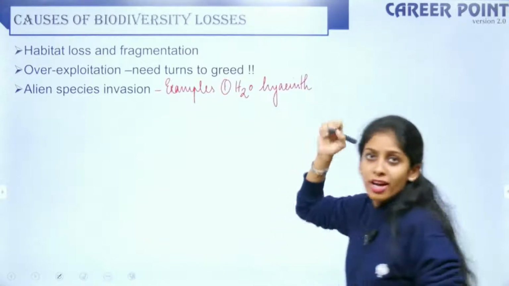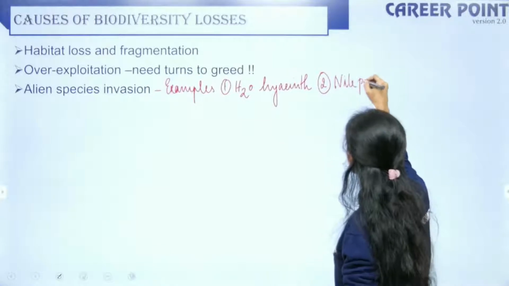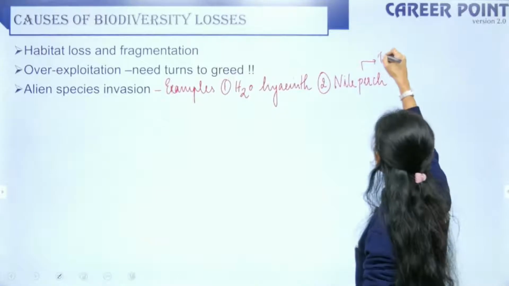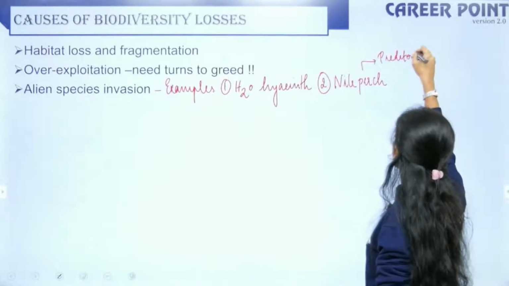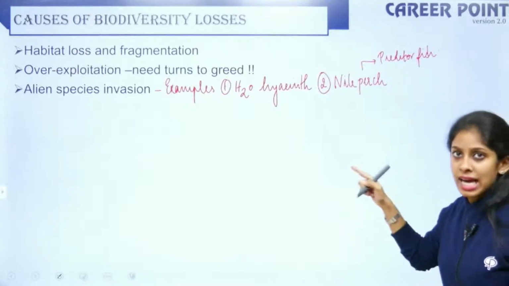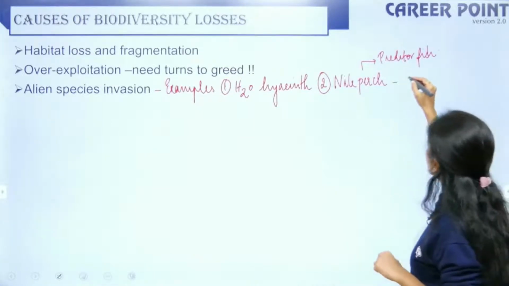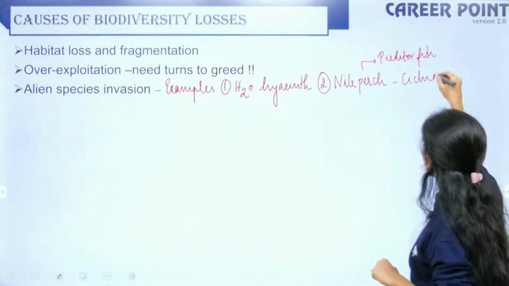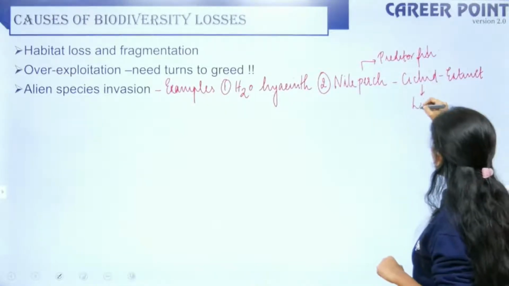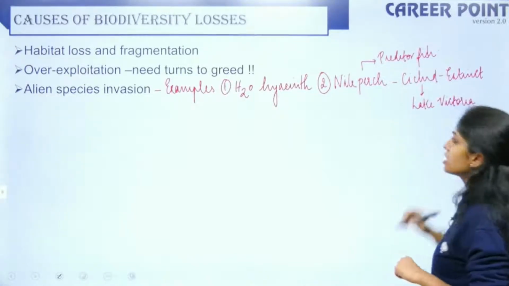Yes, this caused the terror of Bengal. So, this is one example. The second example is your Nile perch. It is a type of predator fish which feeds on prey. This was introduced into Lake Victoria of East Africa from your Nile. When this was introduced, a lot of fishes, that is cichlid fishes, which are endemic to Lake Victoria, became extinct. So, these are some of the examples of your alien species invasion.